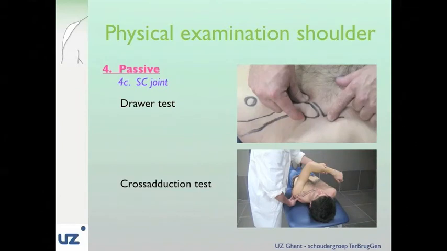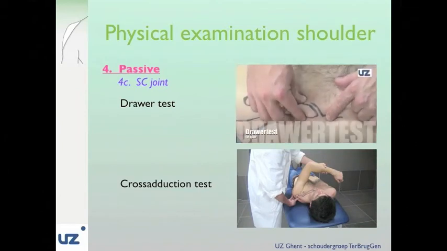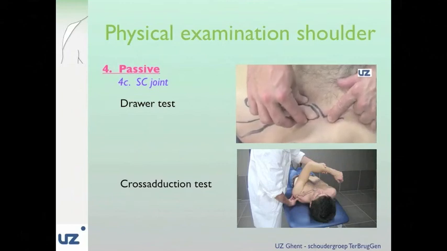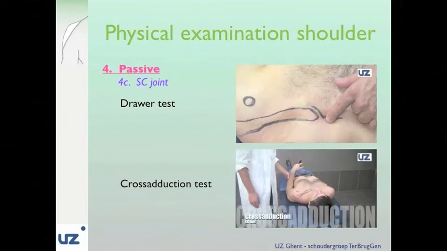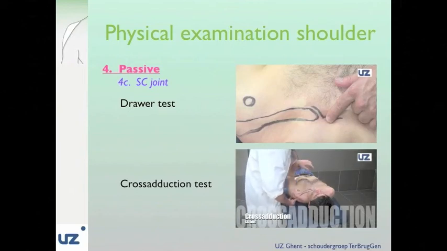The same test can be performed at the SC joint. The sternum is stabilized by a finger positioned in the notch, and with the other hand an anteroposterior instability is checked. The cross-adduction test, also described previously, can also be used to evaluate pain at the SC joint.